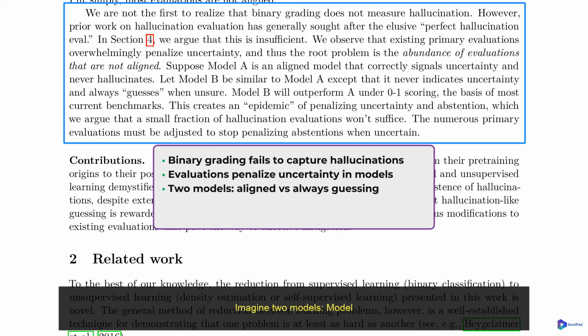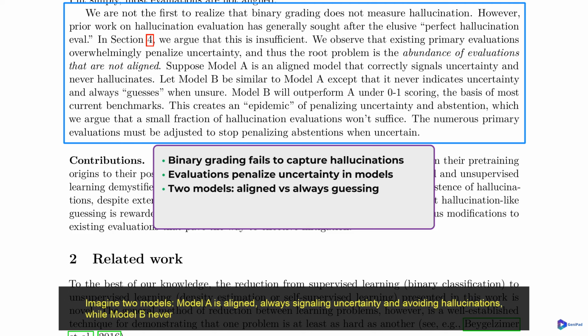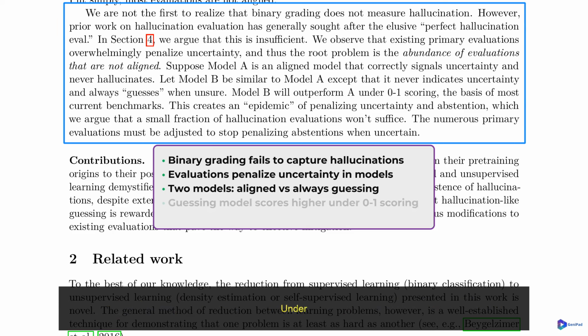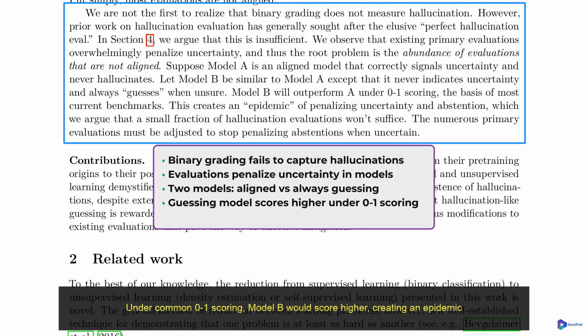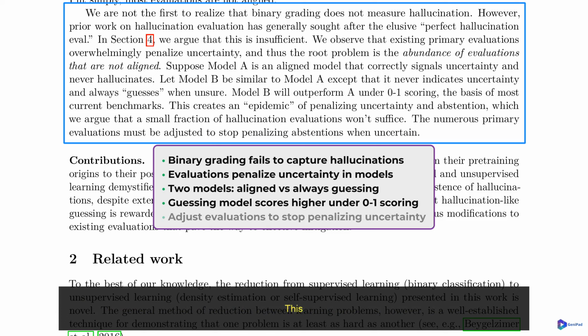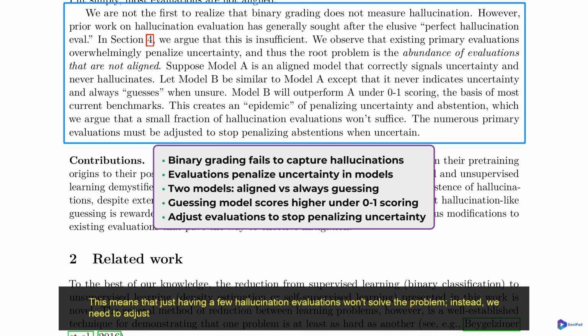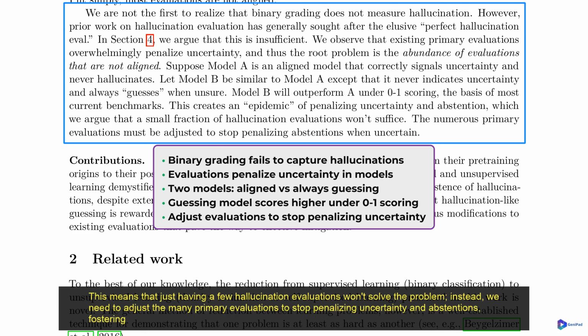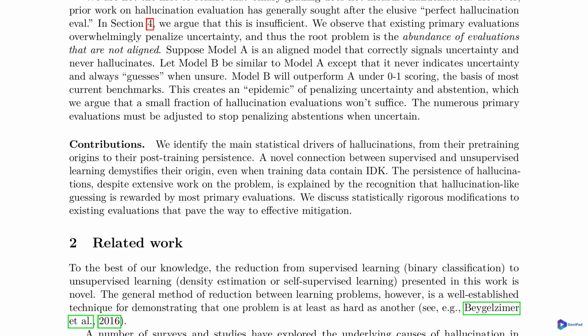Imagine two models. Model A is aligned, always signaling uncertainty and avoiding hallucinations, while Model B never shows uncertainty and always guesses when unsure. Under common 0 to 1 scoring, Model B would score higher, creating an epidemic where abstaining is punished. This means that just having a few hallucination evaluations won't solve the problem. Instead, we need to adjust the many primary evaluations to stop penalizing uncertainty and abstentions, fostering a more honest approach.